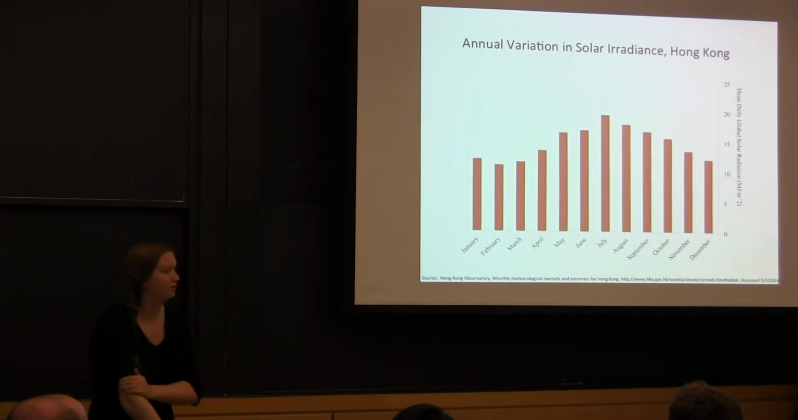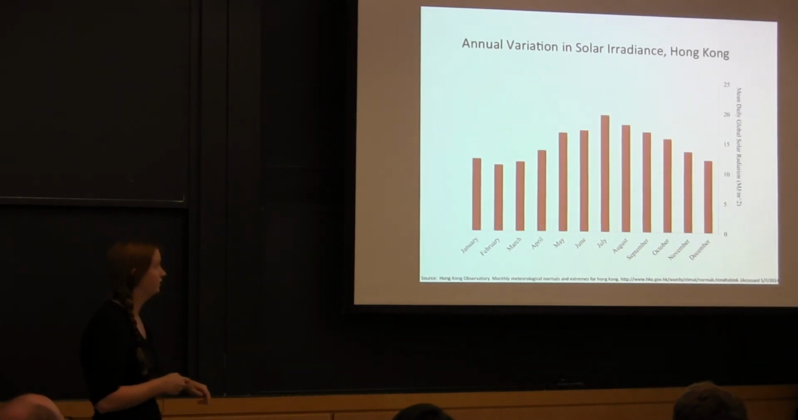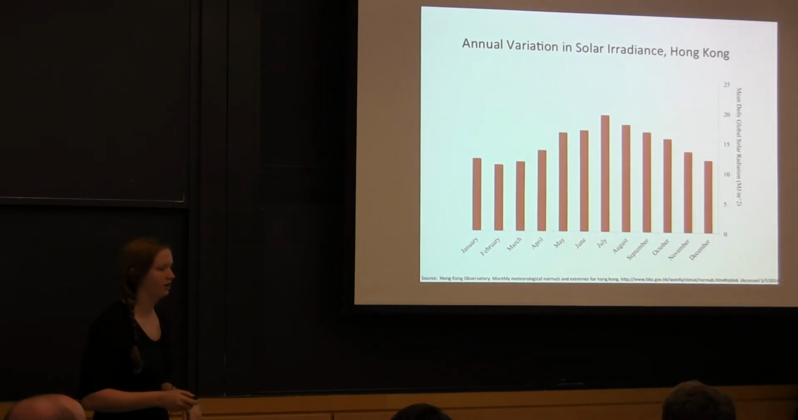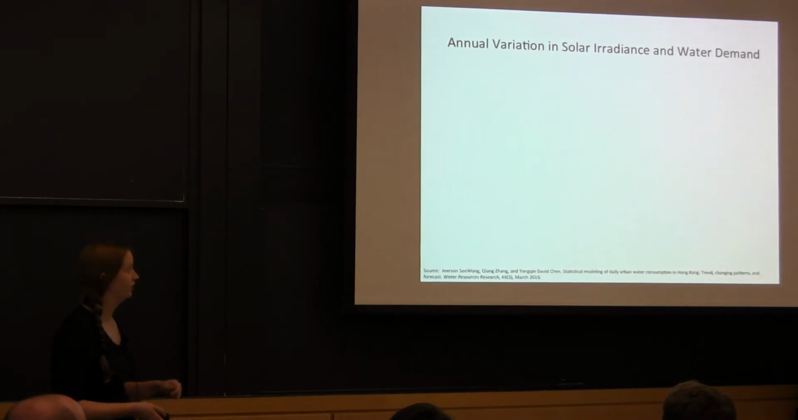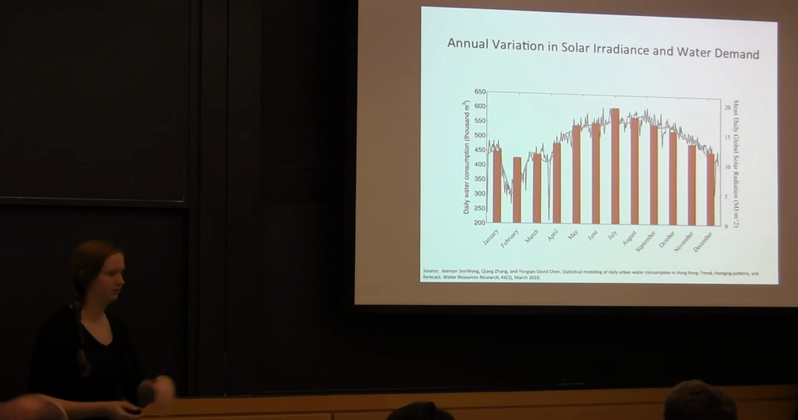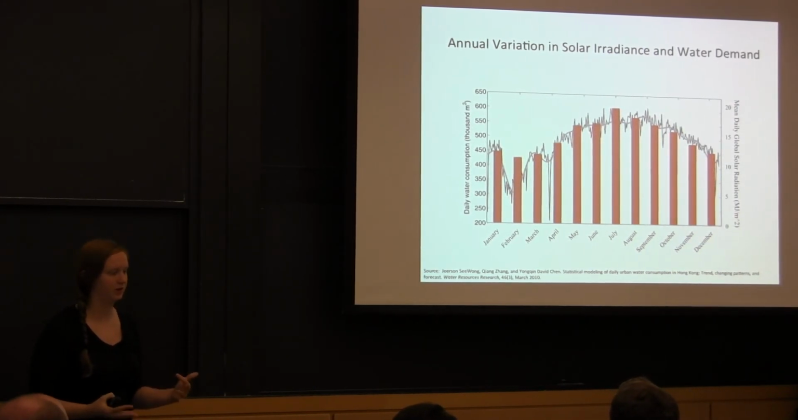Another thing, looking back at the system requirements, is that we know there's an extreme annual variation in solar radiation. I'm giving an example here for Hong Kong just because I have that information to show. But we also know that there is annual variation in water demand. If you overlay the annual variation in solar radiance on top of the daily water consumption throughout the year, you find that they line up pretty nicely, and that has been true in a lot of different studies in a lot of different cities.